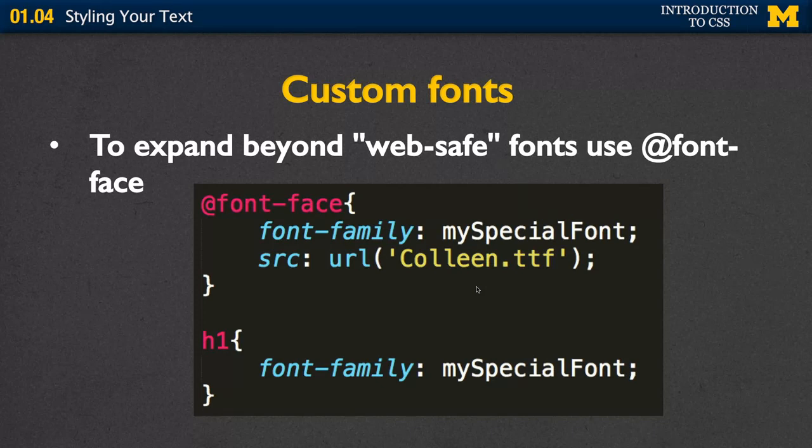We're not using source. We're using URL. And the URL says, this is where you can find the file that defines my special font. Once you write the font-face rule once, throughout the rest of your style sheet, you can go ahead and reference it. So now, every time I use an H1 font, you're going to use my special font.